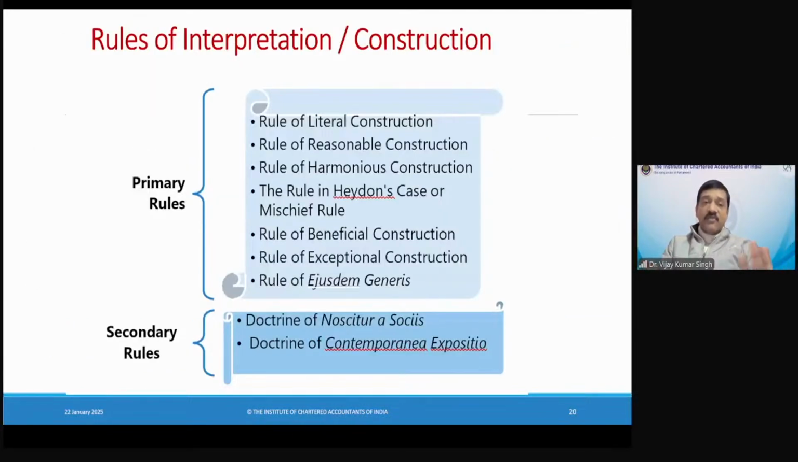Now we are coming to the rules of interpretation. Before we come to the rules of interpretation, if you have any questions, you can ask me in the chat box.